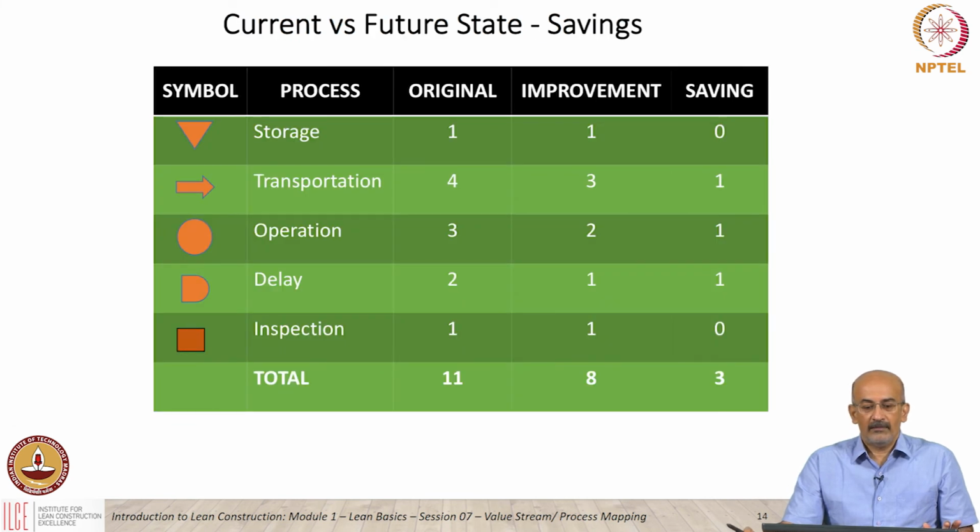Now a little bit of quantification of savings can be done. We can see in storage there was no saving. In transportation there was a one-step saving. In operations there was one saving. In delay there was one. In inspection, there's actually a one-step saving. Totally there's a 3-step saving to the whole process.